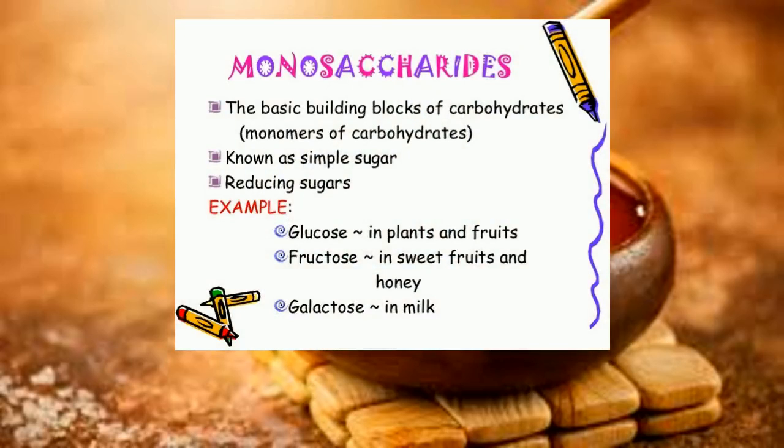Monosaccharides are the basic building blocks of carbohydrates. They are also the simplest form of carbohydrates. They are absorbed directly into the bloodstream from the small intestines. These include glucose, fructose, and galactose.